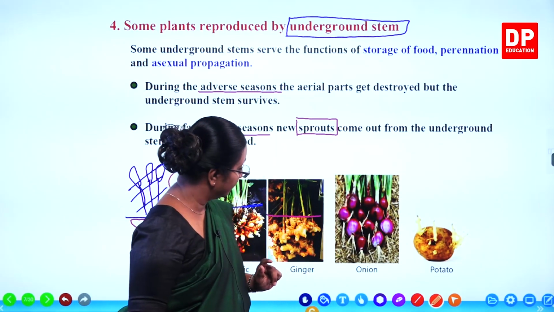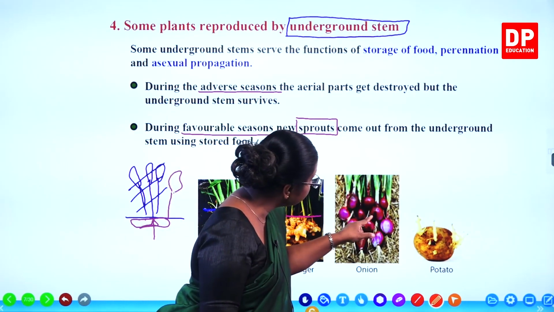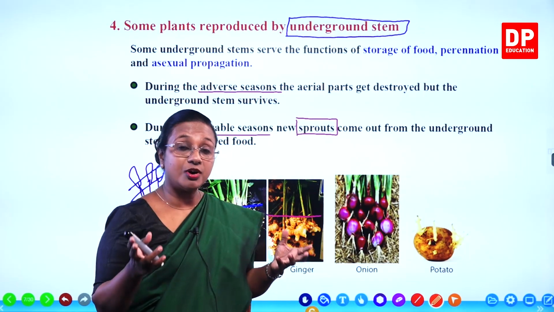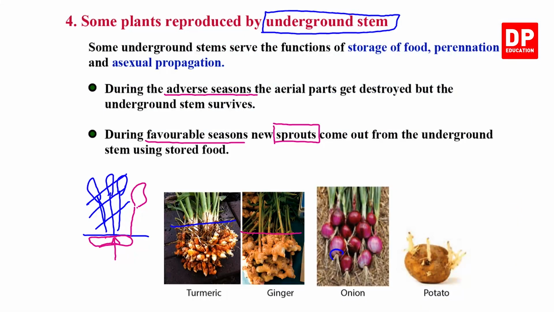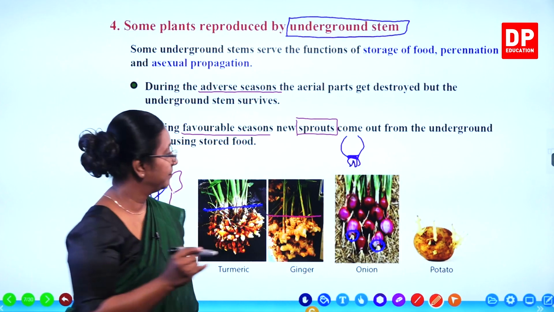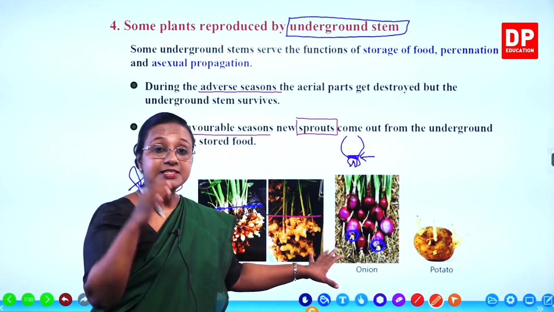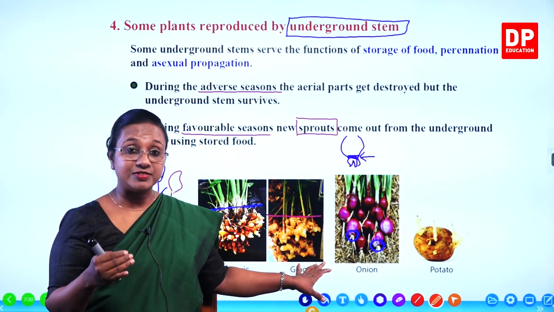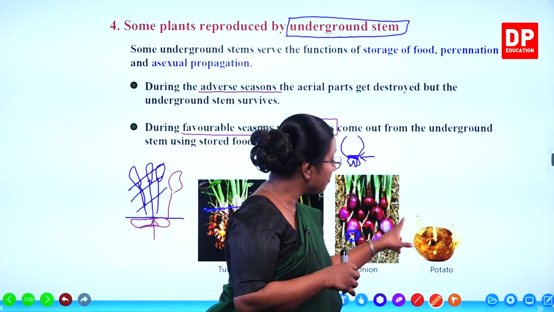Then look at onion. Now here also the green color part is above the ground. Now these are the scale leaves. What we use as onions for cooking, those are the scale leaves, again a type of leaves. This part, now if this is the onion, you have seen this small part with the roots there, that is the underground stem. Here you can see. So that is below the ground, stores food, survives the adverse conditions and produces new plants. That is very much visible here.